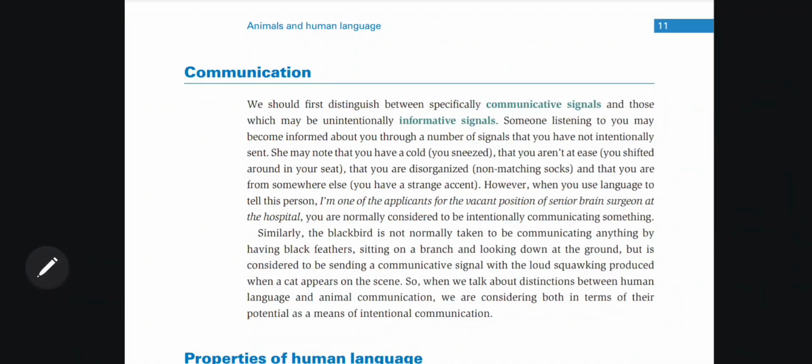We should first distinguish between specifically communicative signals and those which may be unintentionally informative signals. When someone says that he is going to the college, he is trying to communicate that he is going to the college. You receive a communicative signal. On the other hand, when you see your brother or your friend wearing a uniform, he is unintentionally informing you that he is going to the college or school or whatever. That's the main concept.